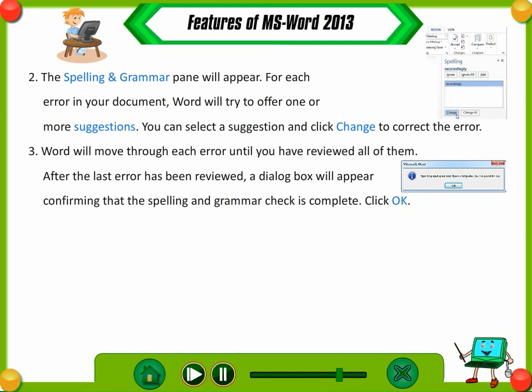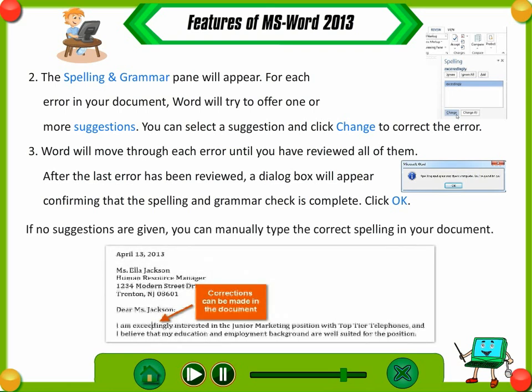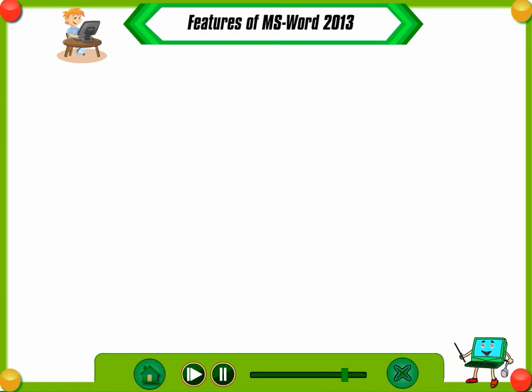For each error in your document, Word will try to offer one or more suggestions. You can select a suggestion and click Change to correct the error. Word will move through each error until you have reviewed all of them. After the last error has been reviewed, a dialog box will appear confirming that the spelling and grammar check is complete. Click OK. If no suggestions are given, you can manually type the correct spelling in your document.